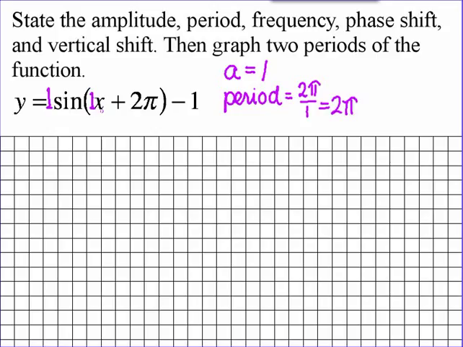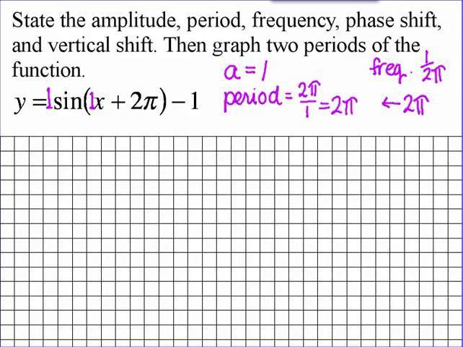Frequency is going to be what? 1 over 2 pi, because remember the frequency is nothing more than the reciprocal of the period. The phase shift is the left or right shift. What do you do? Left 2 pi.